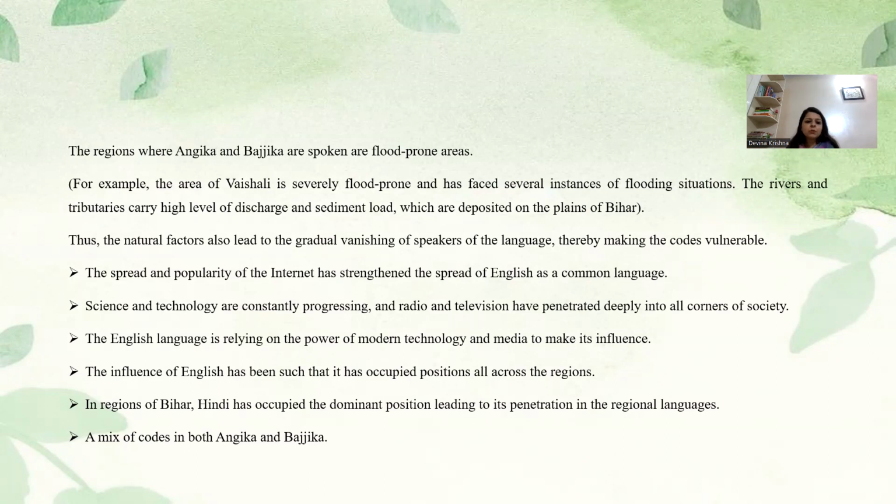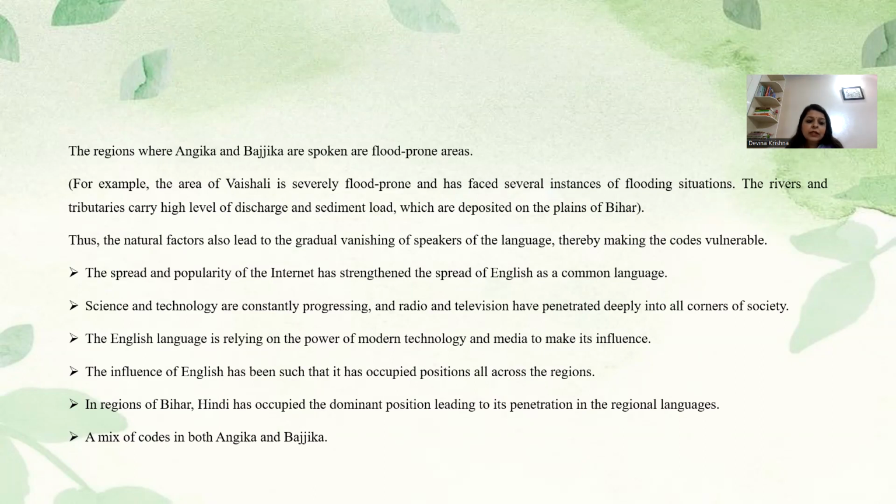So as you see in the points, the spread and popularity of the internet has strengthened the spread of English also as a common language. And science and technology are constantly progressing, and radio and television have penetrated deeply into all corners of society. Now, the English language is relying on the power of modern technology and media to make its influence felt. Yes, this is true. Today is the era of modern technology, and English is a cosmopolitan language, and it has its presence everywhere. So we can see a lot of its influence occupying the regions of Bihar also.